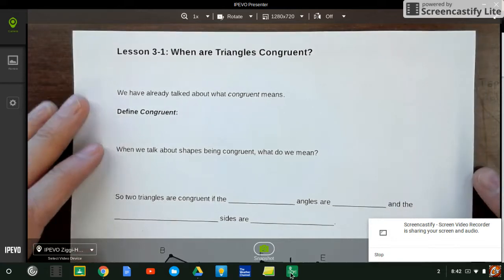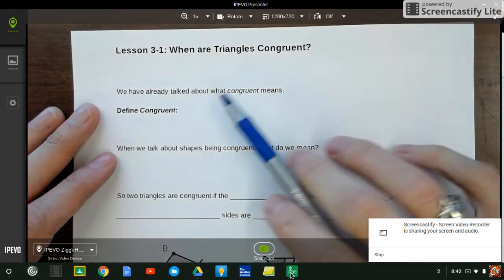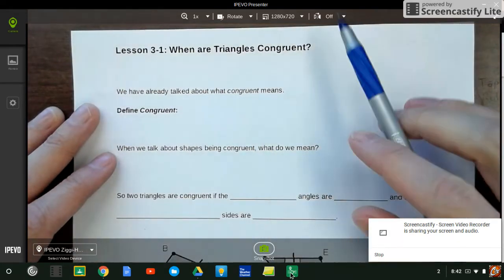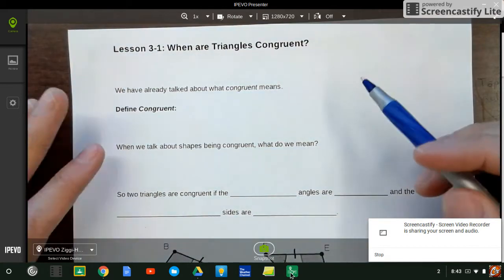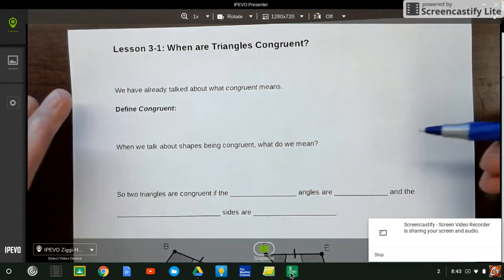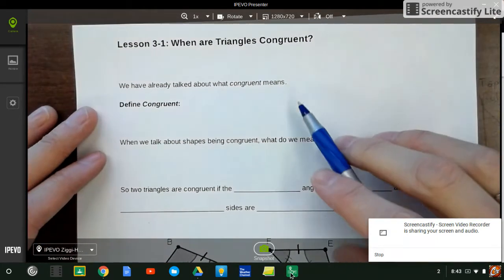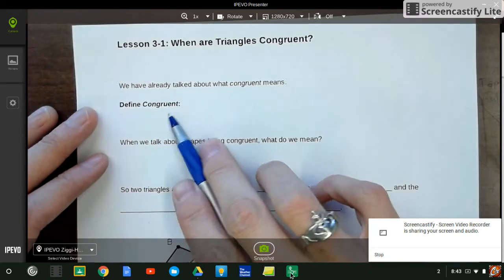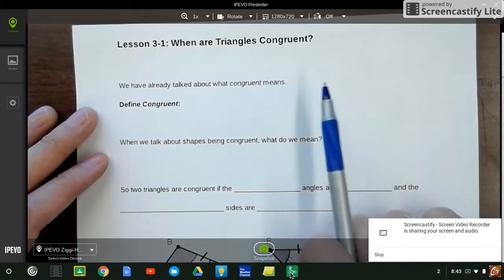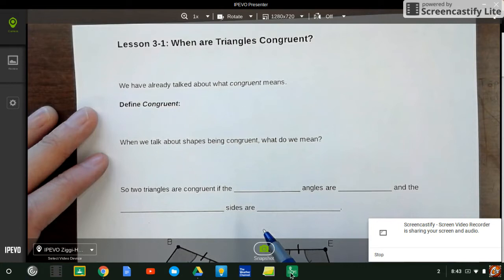So we've been talking a lot about what the term congruent means. In fact, we've talked so much about it, we've used it in proofs, we've talked about congruent segments. What I want you to do is take a moment, define congruent. Okay, so do that, submit that, and we'll continue with the video.